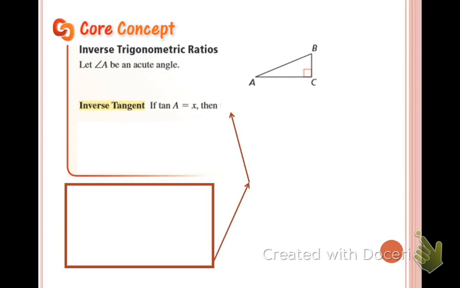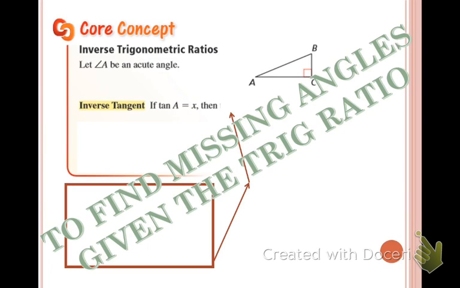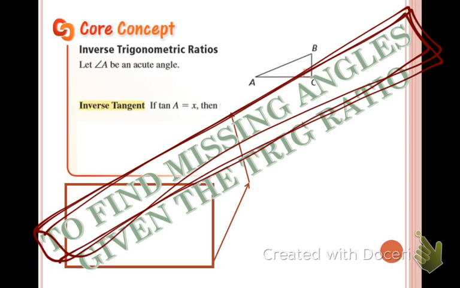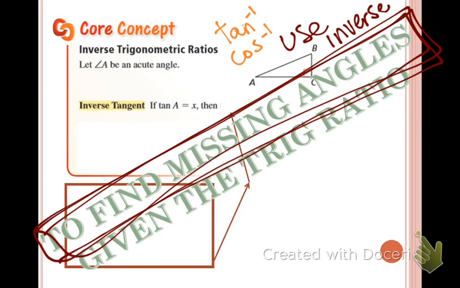This is actually 2 buttons on your calculator. Before I tell you which 2 buttons, I want you to write down: to find missing angles, you will use the inverse. Find some place and write it down. The inverse looks like this. To find missing angles, you will always use the inverse.